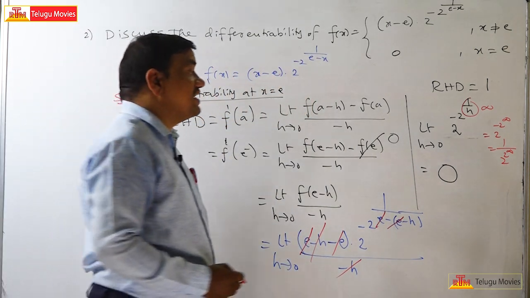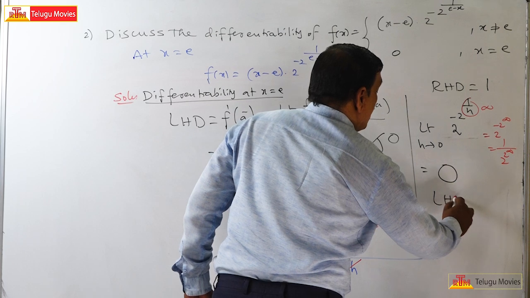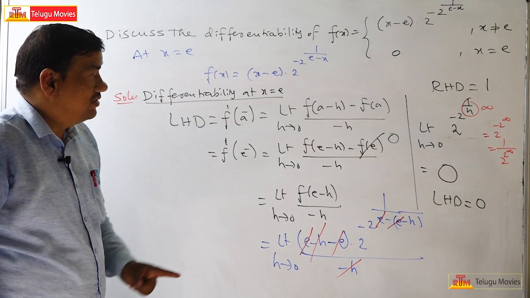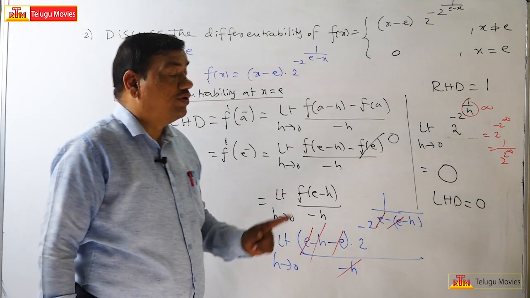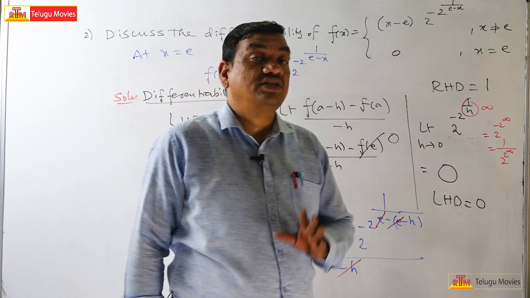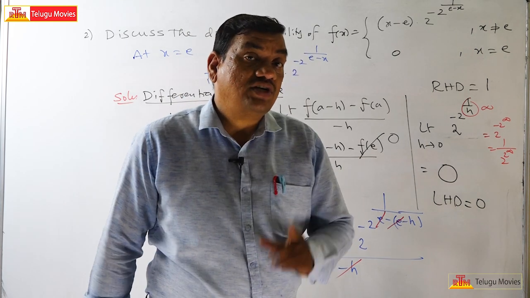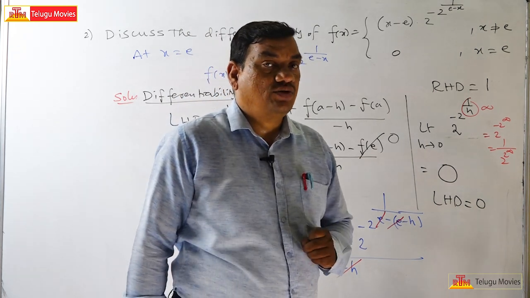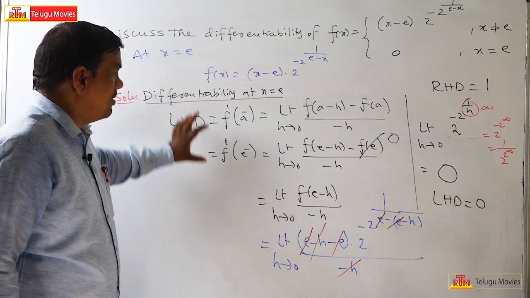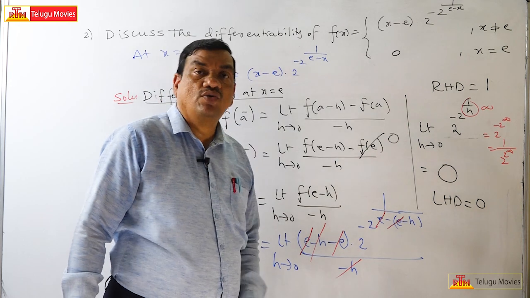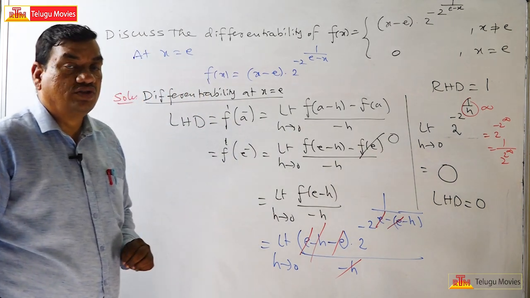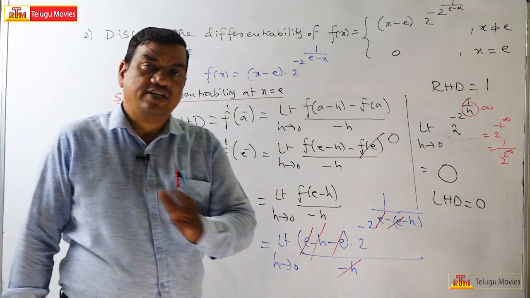So therefore, left hand side derivative is equal to how much we got? 0. Whereas right hand side derivative is 1, left hand side derivative is 0. Therefore, even though it is continuous at x is equal to e, the function is not differentiable at x is equal to e. So this is one of the very peculiar problems. Completely based on the definition only you have to do. I hope that you understand this theoretical question. So let us move to next problem.